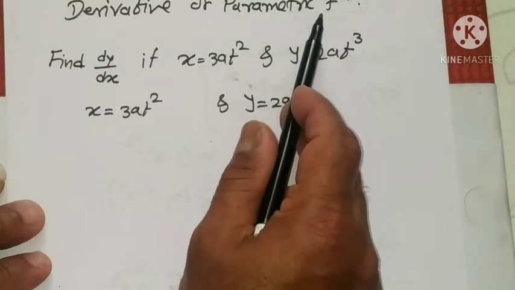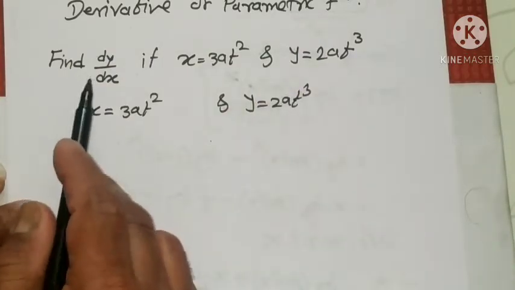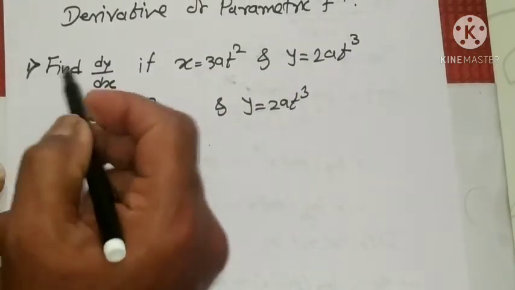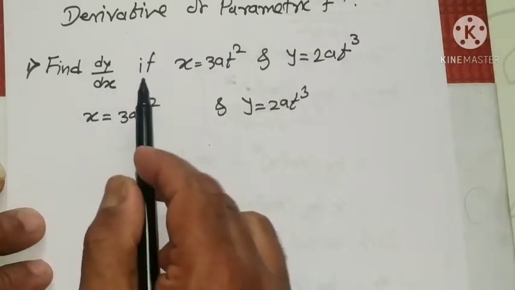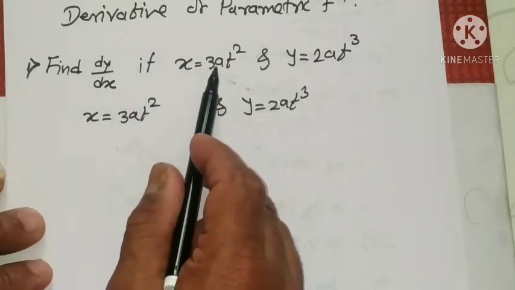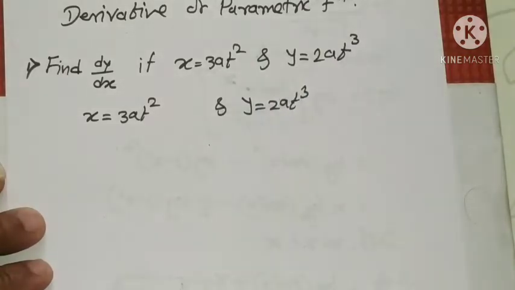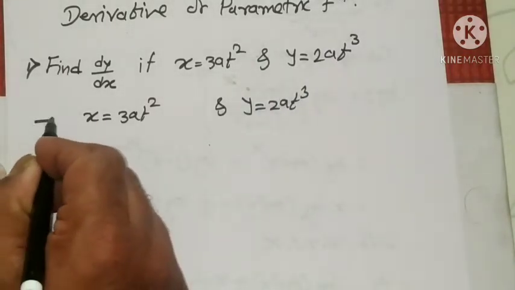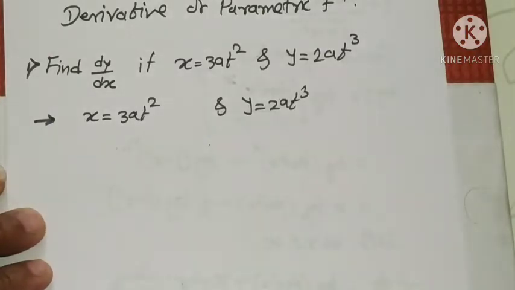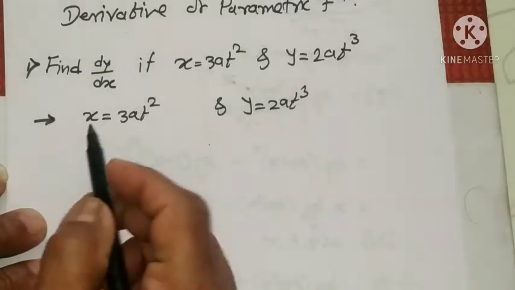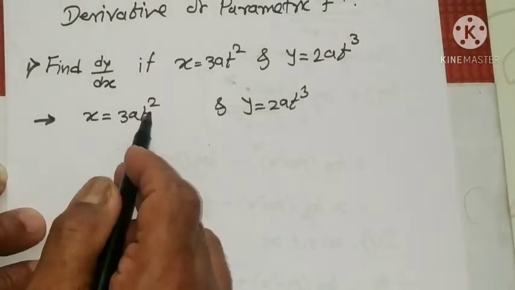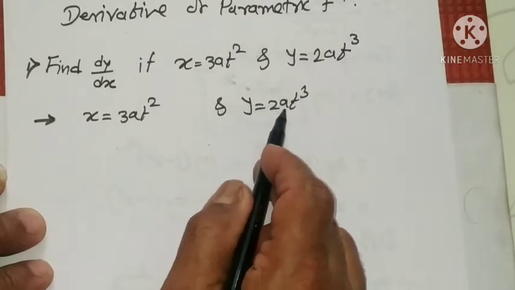Derivative of parametric function. First example, find dy by dx if x is equals to 3at square and y is equals to 2at cube. Solution. Consider the equations x is equals to 3at square and y is equals to 2at cube.